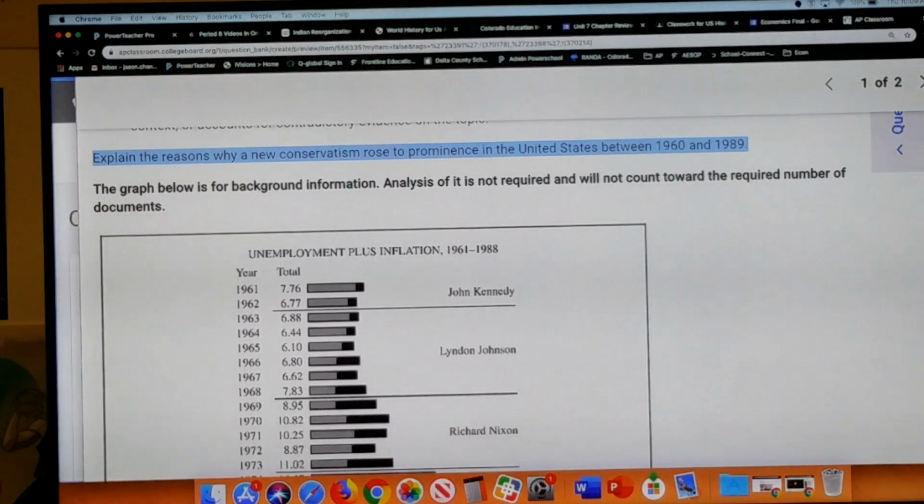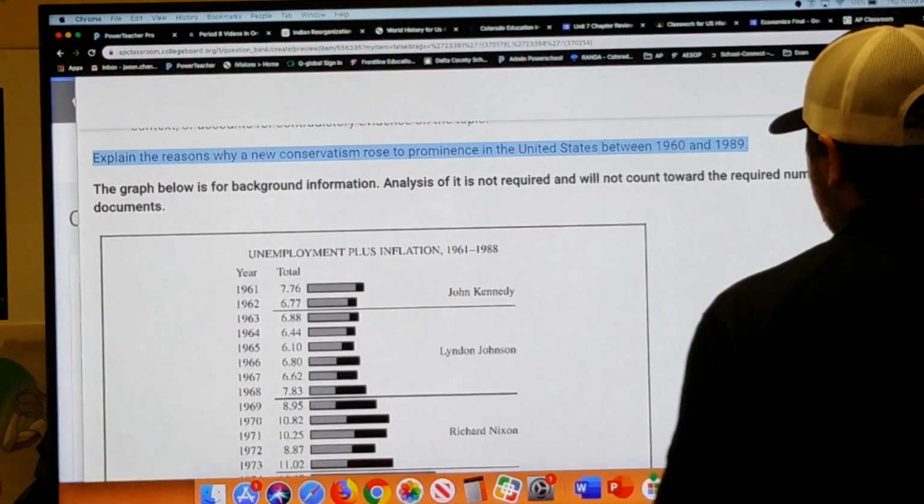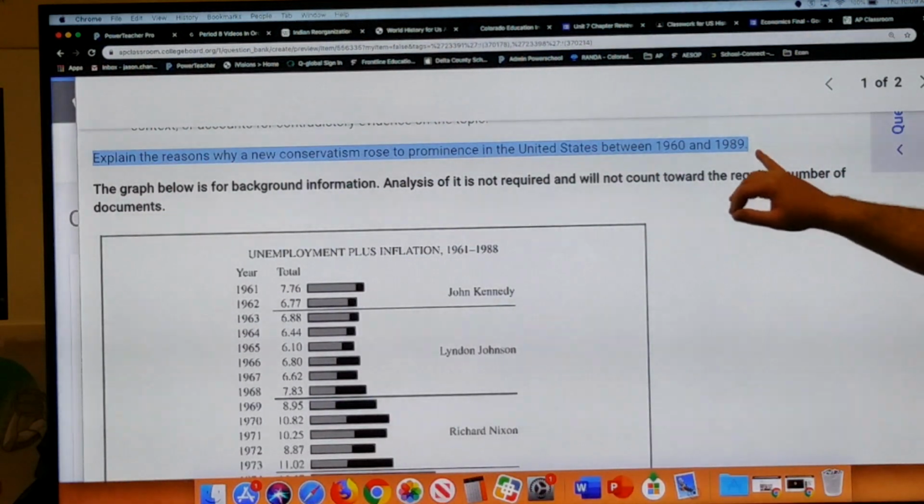If you come upon a DBQ and you're like, I have no idea how to answer this, go through the documents and you can use some of their reasons, right? Now, what would I say if I were writing an essay to explain the reasons why a new conservatism rose to prominence in the United States between 1960 and 1989?